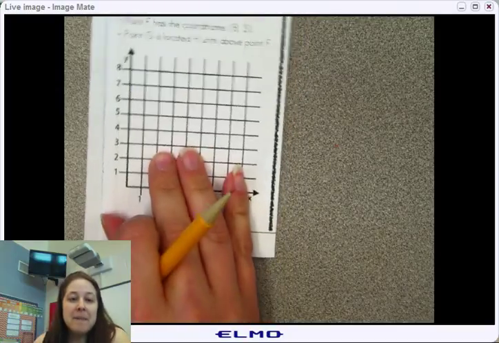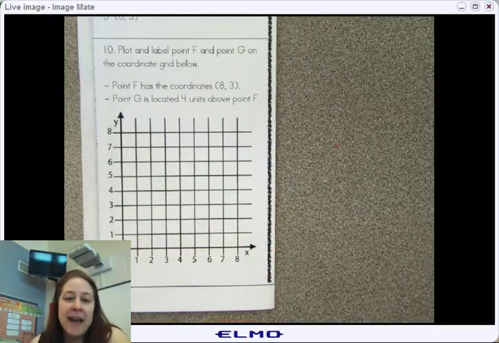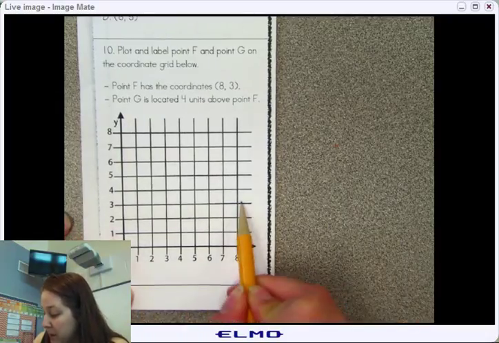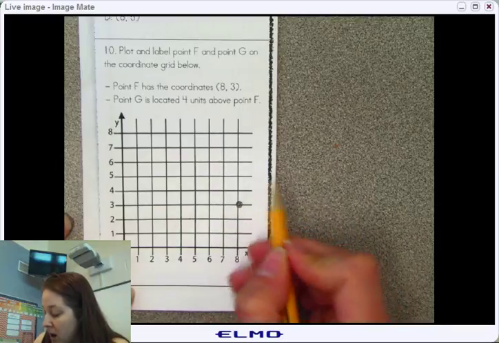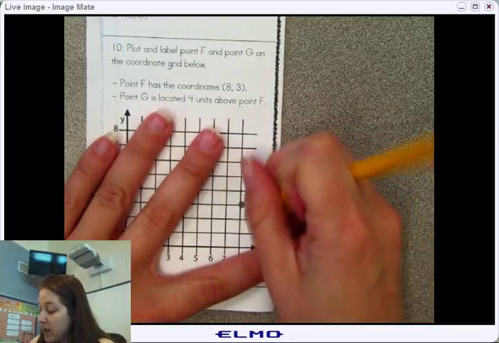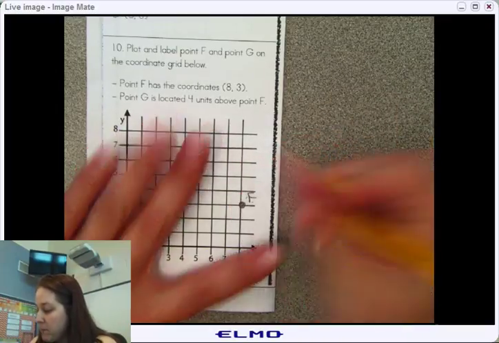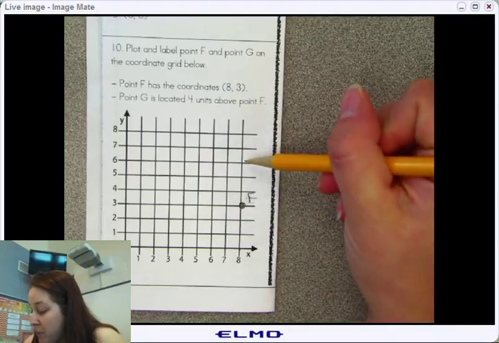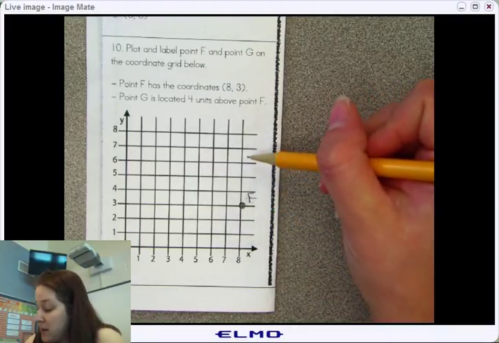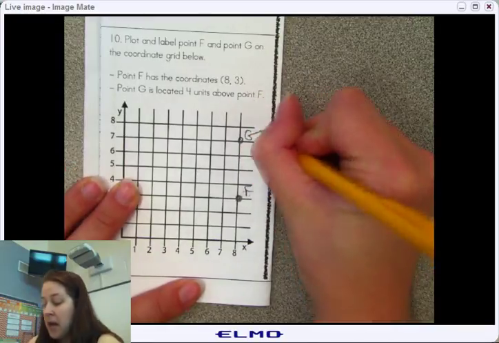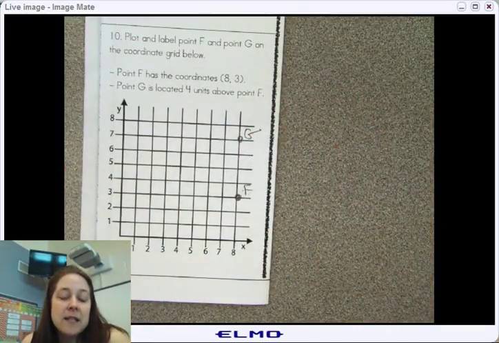Okay, number 10, plot and label point F and G on the coordinate grid. Point F has the coordinates of 8, 3. So I'm going to go over 8, up 3, and this is G. And, oh, sorry, I apologize. That is F. And point G is located 4 units above the point F. So if you'll take a moment and plot your point G, and it should look like that.